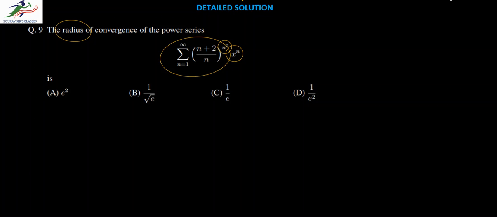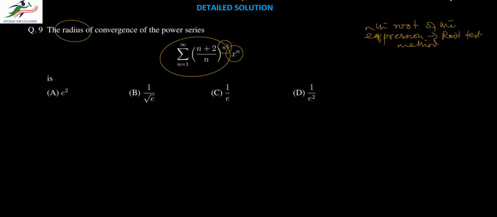Now, in order to reduce this to a form where x is free from n, we have to take the nth root of the expression. So this is called the root test method.